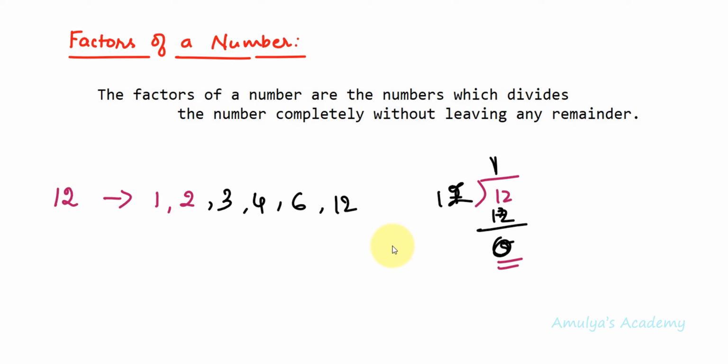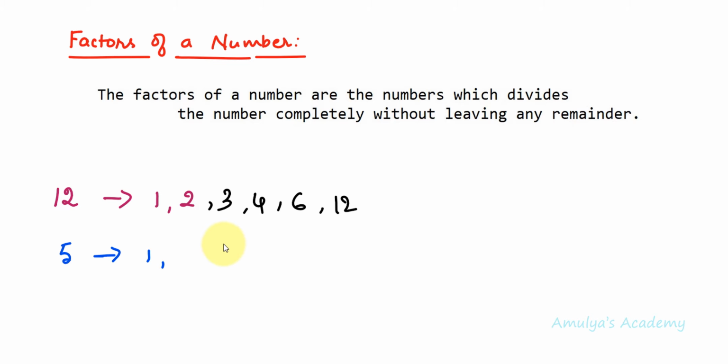Next, if I go for 13 or 14, 15, 16, 17, any other number after 12 won't divide 12 completely. It can't divide the number 12 completely, right? So that means these are the factors of 12. Let's take another example. I'll take the number as 5. So 1 will divide 5 completely. 2 won't divide 5 completely. 3 won't divide 5 completely. 4 won't divide 5 completely. 5 will divide 5 completely. Next, 6, 7, 8, 9, 10. Any other number won't divide 5 completely. That means 1 and 5 are the factors of 5.